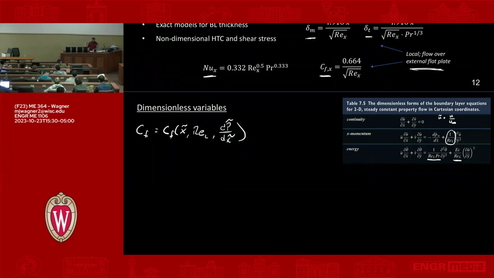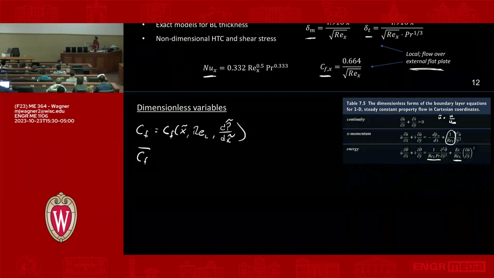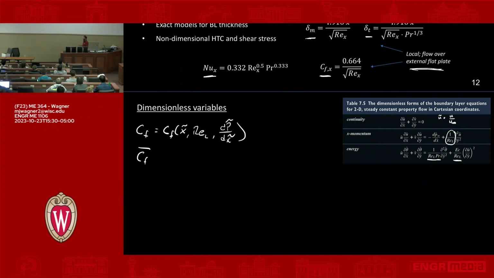All right. If we're looking for a friction coefficient that's averaged over some distance, now instead of needing X tilde, Reynolds, and dp dx, if it's average, we just integrate out that X. So now we'd only be looking for some function in terms of Reynolds number and dp tilde dx tilde. Okay?